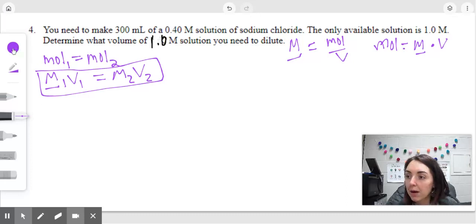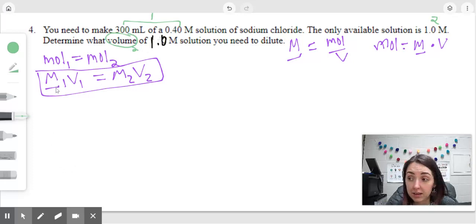So let's take a look at our problem here. I'll switch my color. So I've got 300 milliliters of 0.4 molar solution. I'm going to call that solution 1 just to keep things straight. And all I have available is this 1 molar solution. We'll call that solution 2. And I'm solving for the volume of solution 2.